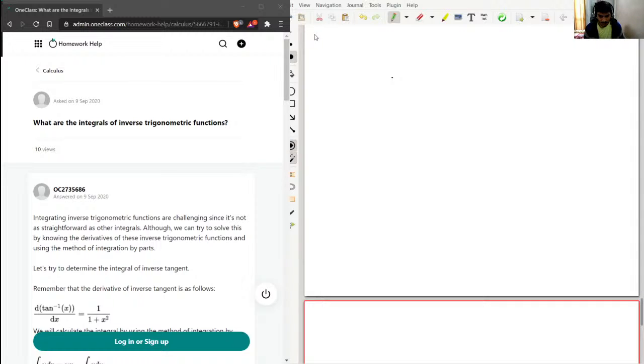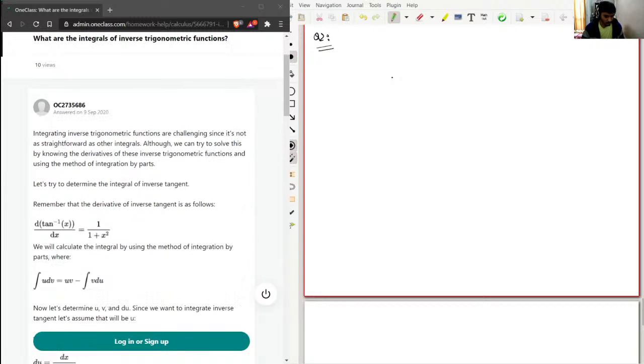So this one is question number 2, and it is asking what are the integrals of inverse trigonometric functions. There are so many inverse trigonometric functions. There are tangent inverse, sine inverse, cosine inverse, cotangent inverse, cosecant inverse and secant inverse. So there are almost six inverse trigonometric ratios. We won't be doing all of them.